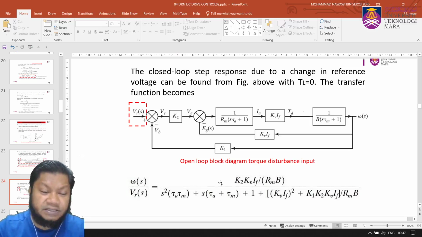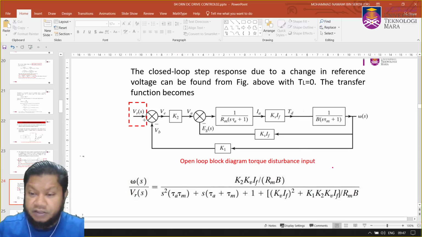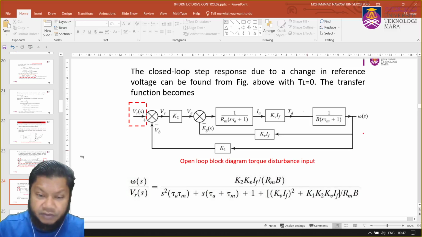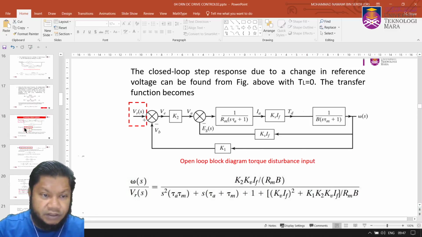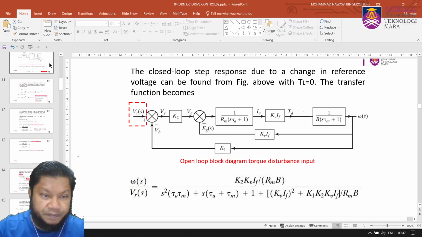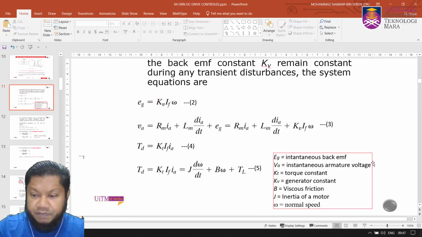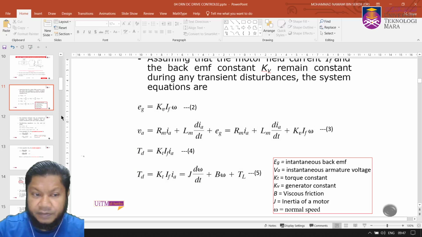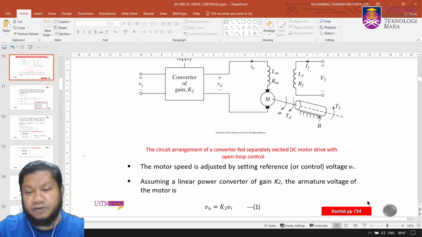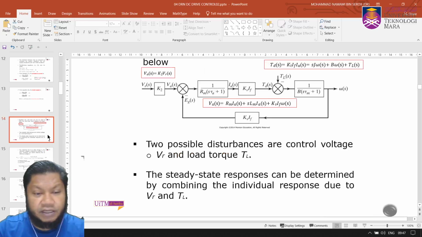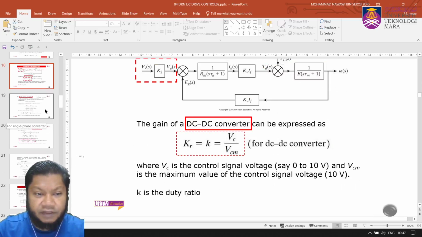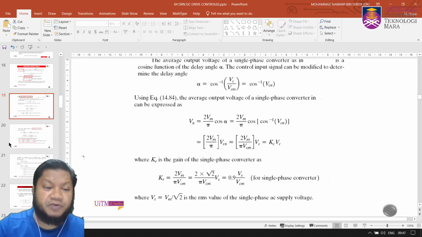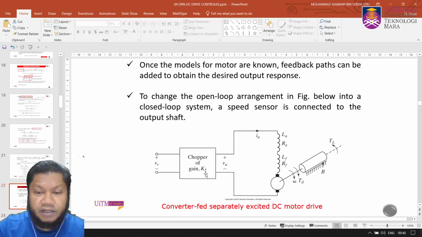So again and again, please refer to Rashid's book, page 734. You can look into starting from 734. You can refer to that and look into the derivation and everything, which is actually taken from Rashid's book. Okay, that's that. Keep that.